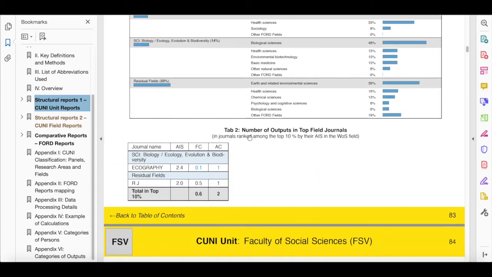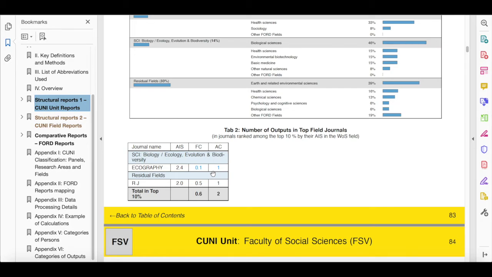Table 2. Number of outputs in top field journals. This table lists journals in the top decile, according to their article influence score. Only those journals, in which a unit has published its outputs, are listed in the table. Journals are grouped by the CUNI output fields. Each journal name is coupled with 3 numbers: its article influence score, and the fractional and absolute counts of outputs assigned by a unit to the CUNI field and published in that journal.